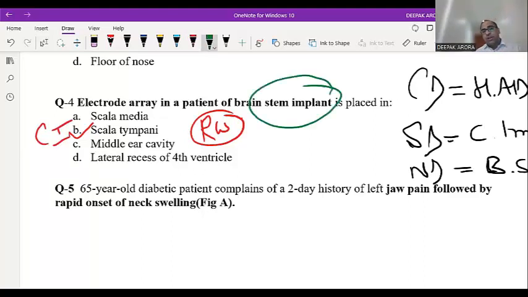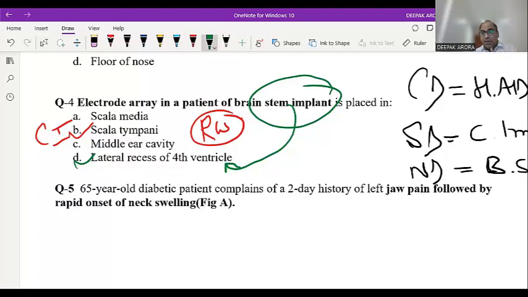What I am asking you is about the brainstem implant. What is the difference between the cochlear implant and the brainstem implant? Brainstem implants are kept in the lateral recess of the fourth ventricle. Important difference. They can ask you which part of the auditory pathway the cochlear implant stimulates. It stimulates the 8th nerve, while the brainstem implant stimulates the cochlear nucleus in the brainstem. Clear? This is an important point.